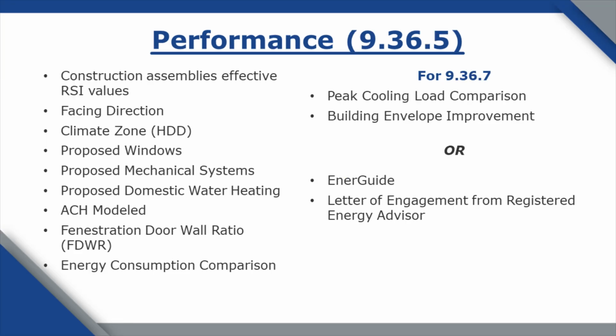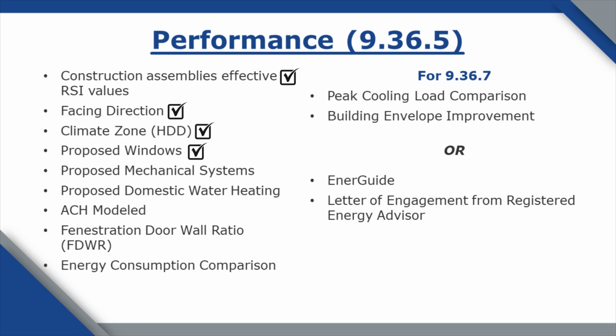So when it comes to the performance model, we're going to be comparing a proposed house with a reference house. What we need for that proposed house is all the assembly effective RSI values. We need to set the house in the facing direction, which direction the sun is going to hit what components within the house. We'll set the heating degree days, or the climate zone. We'll figure out what the construction assemblies are going to be, and when we apply those RSI values, then we compare that to the proposed house.